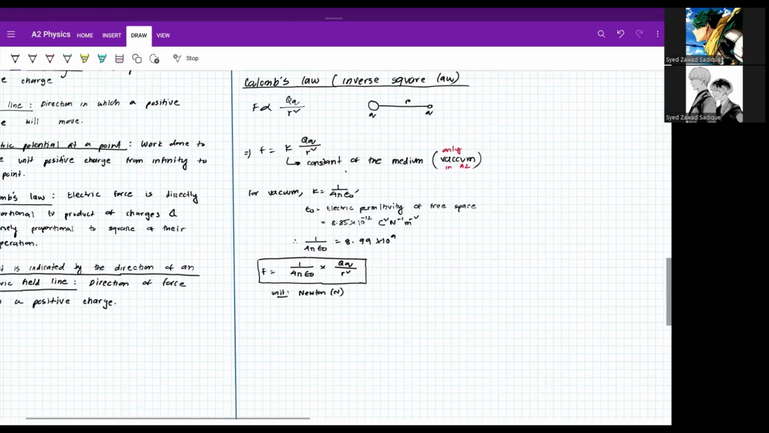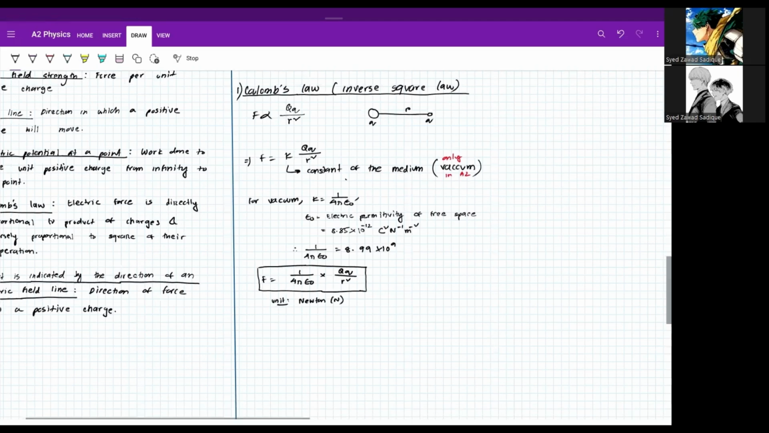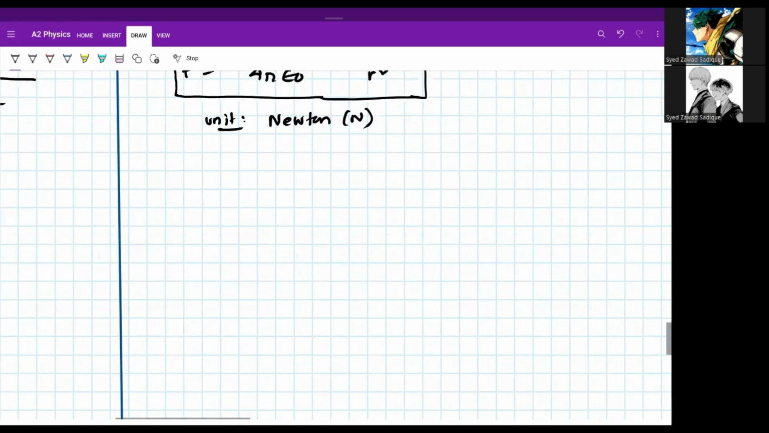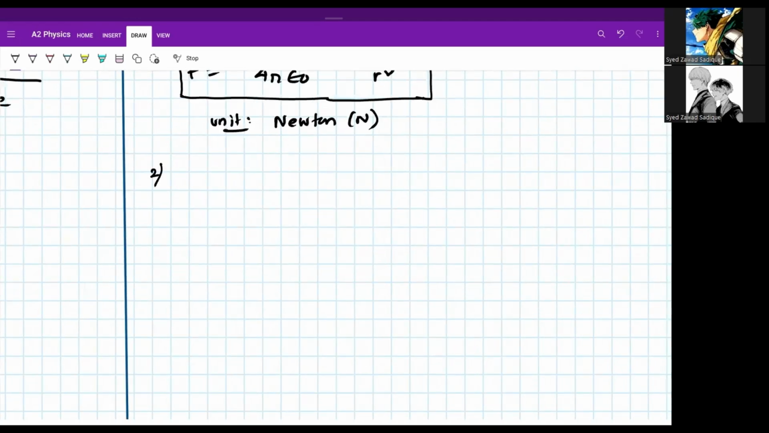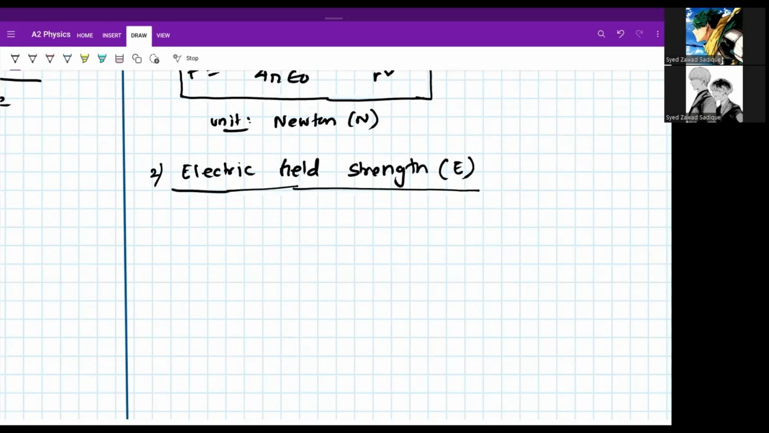Okay, this is the first concept. Now, concept number 2 is electric field strength, just like gravitational field strength, denoted with E. So the electric field strength E is equal to force divided by positive test charge.